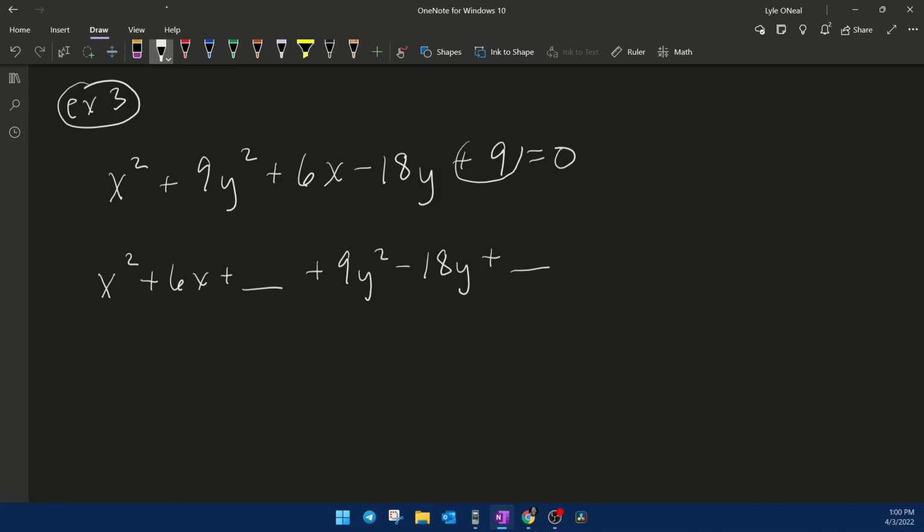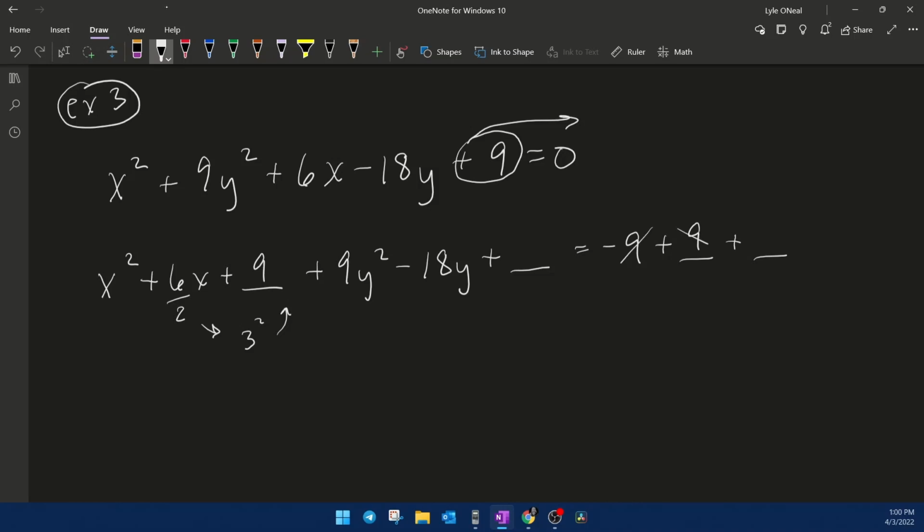And if they do give us a constant, you're going to have to go ahead and move that over. And then don't forget that we're going to have to add to both sides whatever we added to complete the square. And now we're going to complete the square. For the x's, we need to divide by 2. Half of 6 is 3. 3 squared is 9. And that completes the square, putting the 9 on both sides.